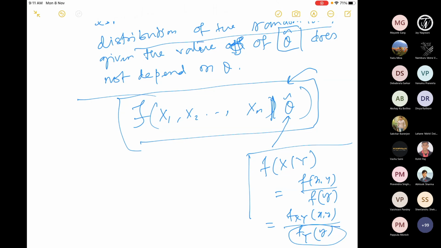Or maybe it could be a very complicated function, because it is a function of x1, x2, x3. If it is a simple thing like x bar or s square, then I can find it out. For example, if all the xi's are normal, then I know the PDF of x bar, the sample mean, or the variance s square. But if it is a complicated function, I do not know the PDF of theta hat. So it is not easy to find, and I cannot check whether it is independent of theta or not.